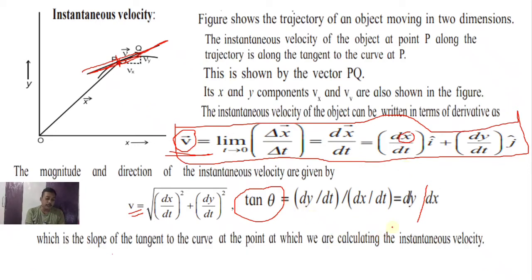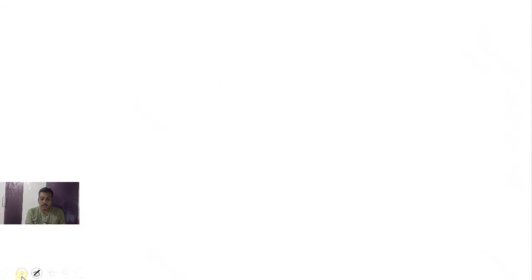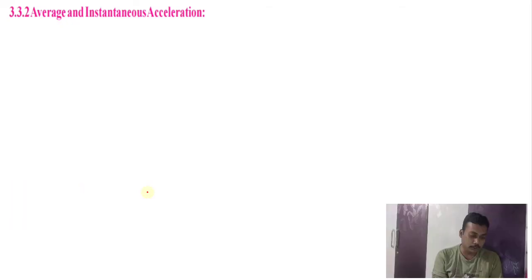And we know the magnitude. If we have to find out the magnitude, then the formula for magnitude according to scalar vector becomes under root x component square plus y component square. So here dx by dt is the x component of instantaneous velocity and dy by dt is the y component of instantaneous velocity. Then tan theta is y component upon x component. So we get here dy by dx. So this is the instantaneous velocity of the object.